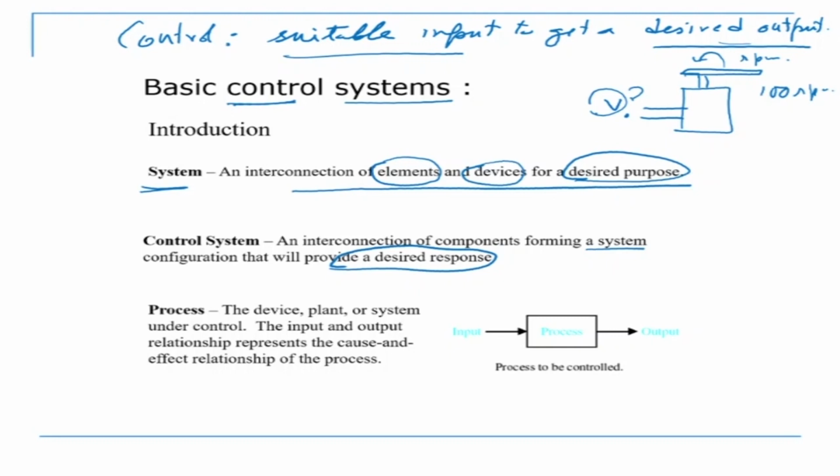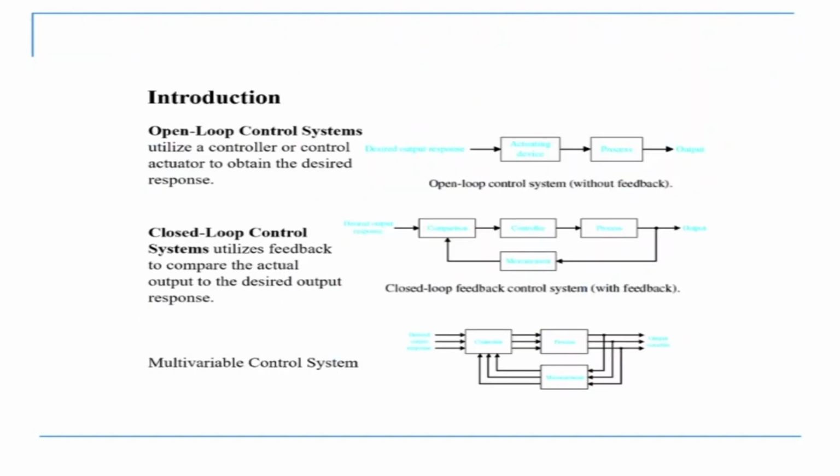Okay. Now a process, this is a general definition. It can be a device, plant, or a system which is under control. In our case, we will be talking about a robot as our system. Now we talked about open loop and closed loop.